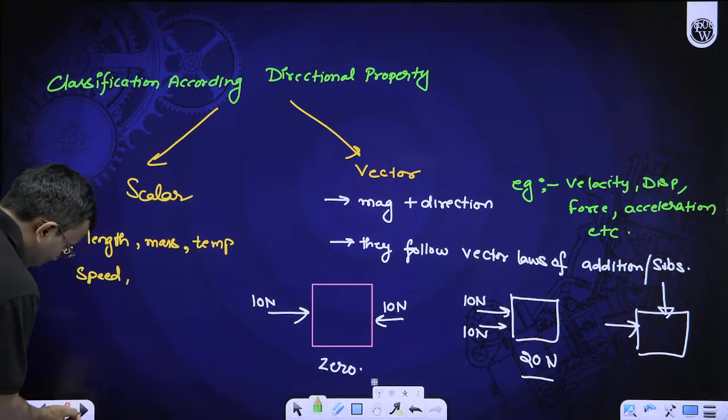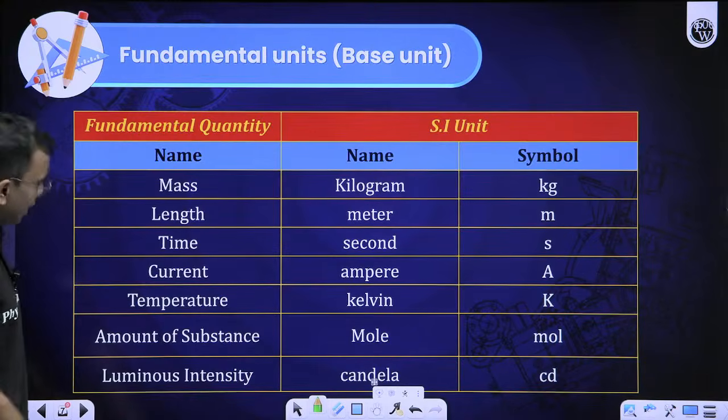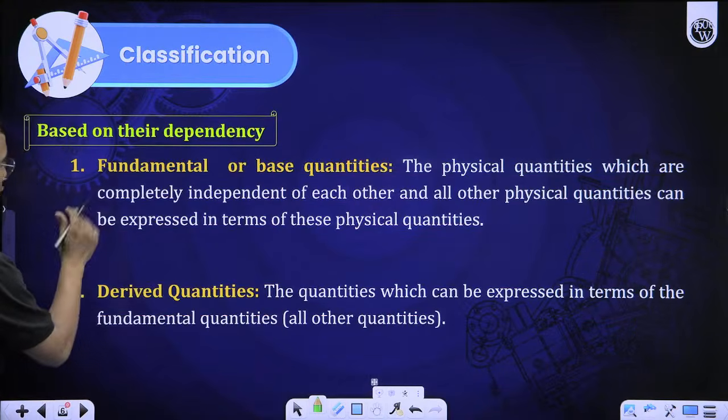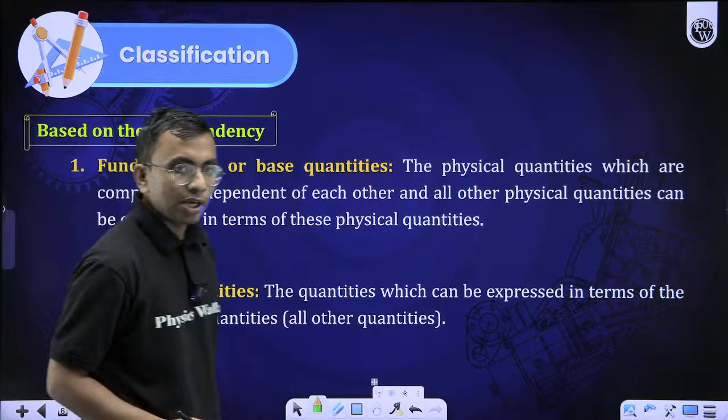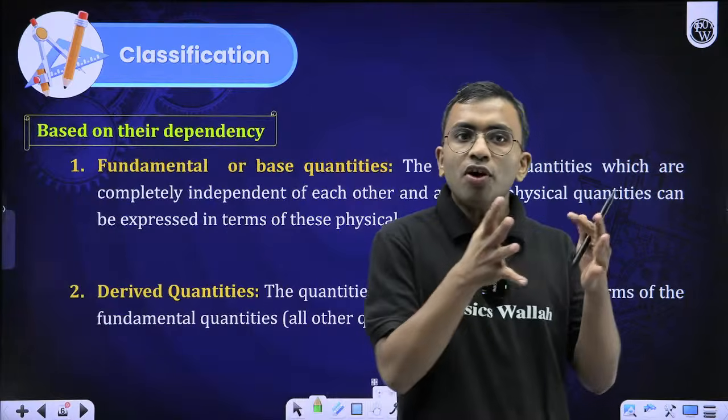Now, the second type of classification is based on their dependencies. So we define a few of the physical quantities.